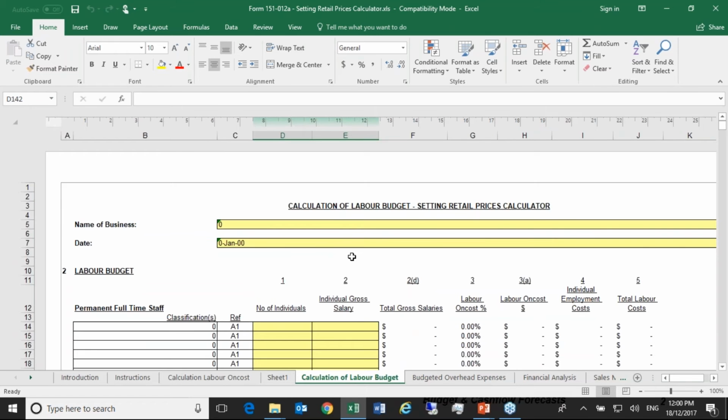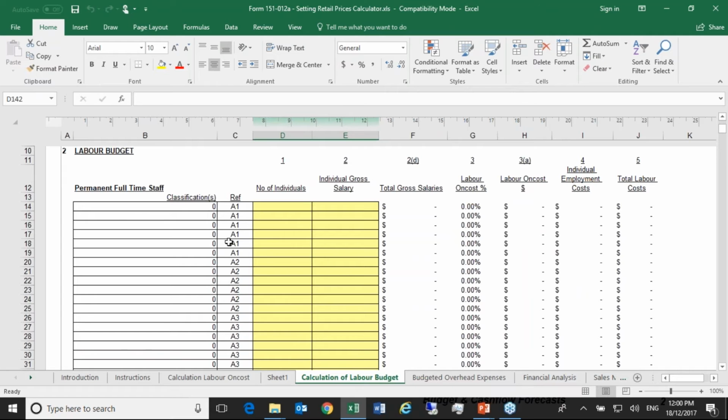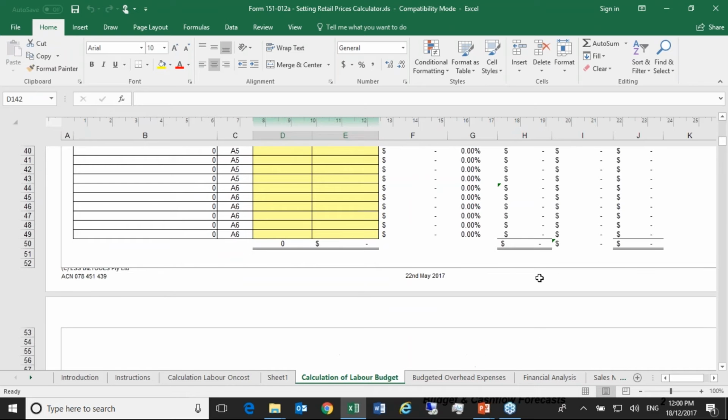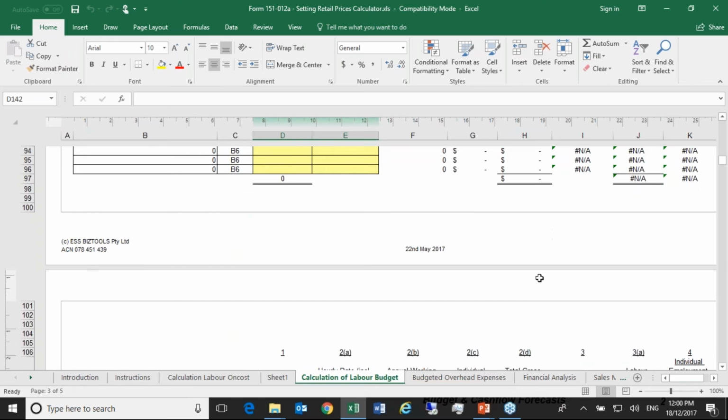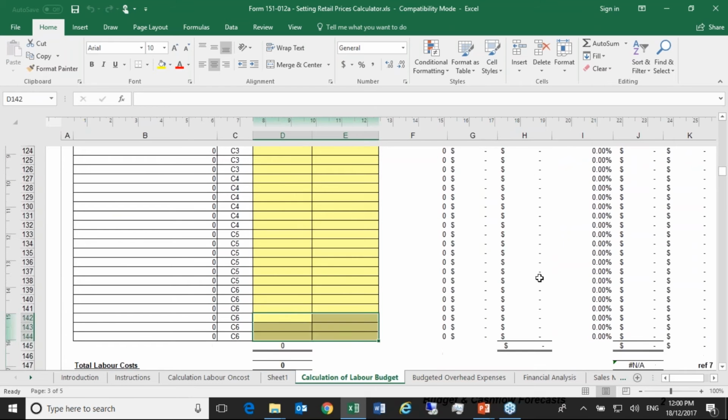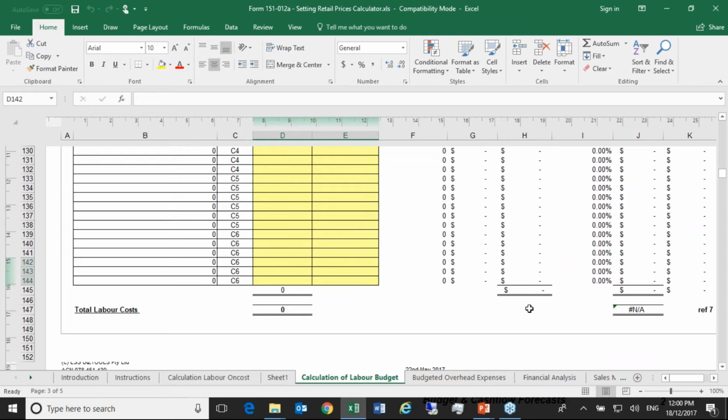We've then got the calculation of labour budget, which is linked to the labour on cost calculations and is fed through the system. The reference numbers are the same. They're linked back to the labour on cost. You insert the number of individuals, the individual gross salary, and the system will then calculate the labour on cost, the individual employment costs, and the total labour costs for each classification. Then the part-time staff, and then the casual staff, so you end up with total labour costs.